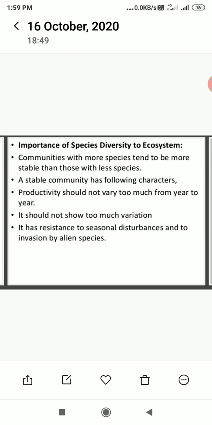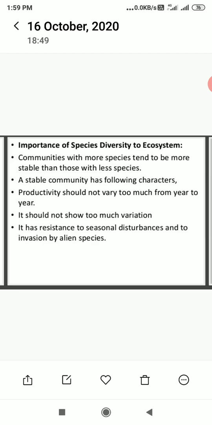Whatever amount of food is produced by the plants through the process of photosynthesis should not vary from year to year. It remains nearly constant and should not show too much variation. It means there are no major variations in climatic conditions; they remain nearly the same.